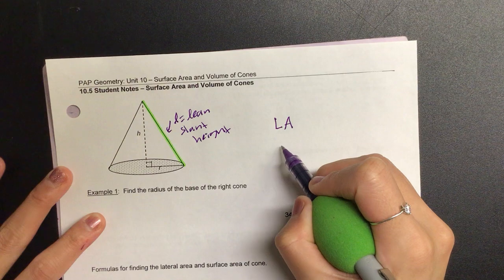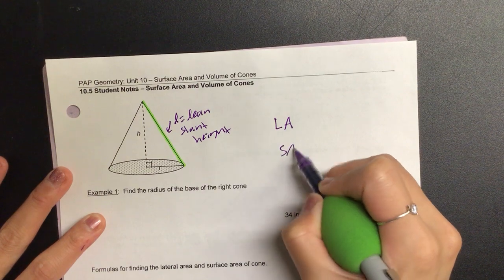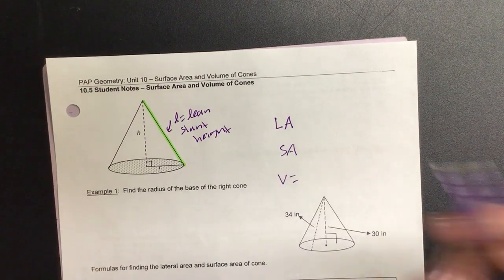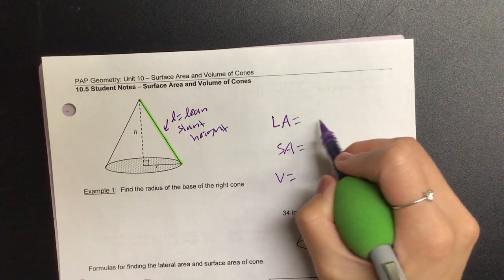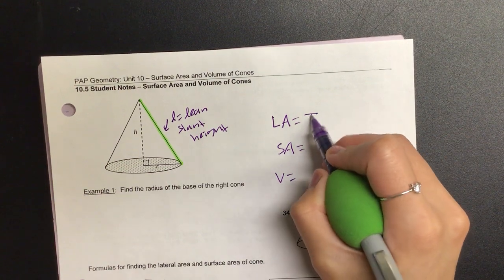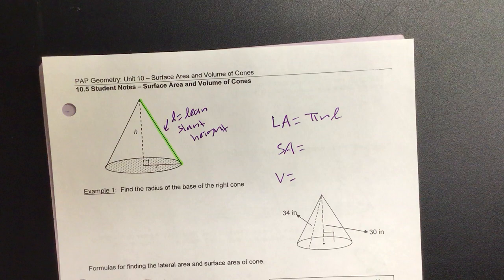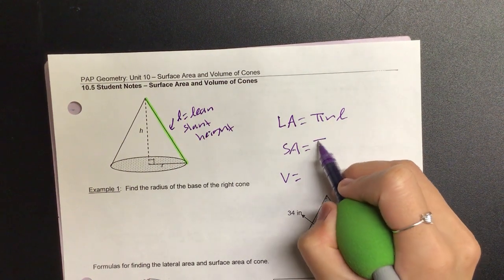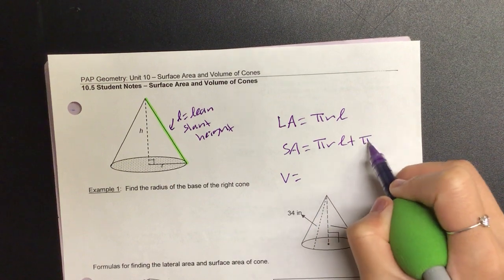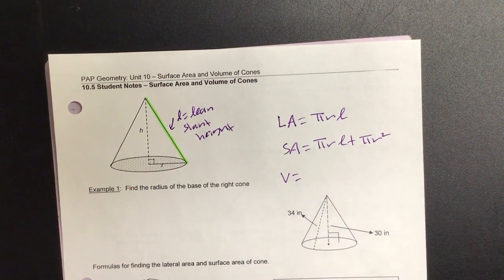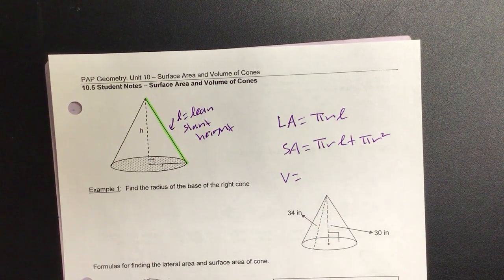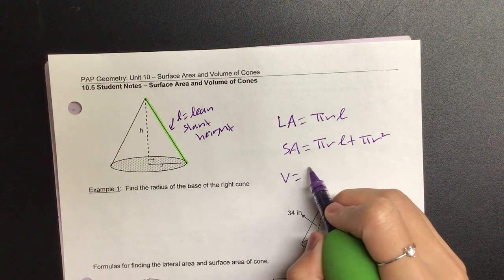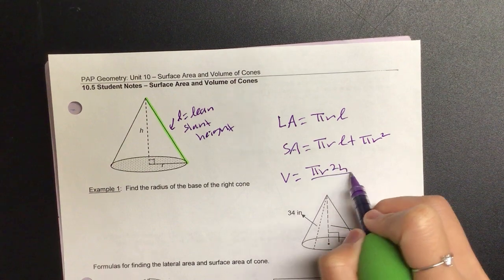So Nolan, give me what the formula says for lateral area. Lateral area of a cone: pi r l. Good. Bryce, what about surface area? Pi r l plus pi r squared. Does it make sense that it's got one area of the square instead of two of them? Because it's a cone, okay? Kyla, what about the volume? Pi r squared times height over 3.